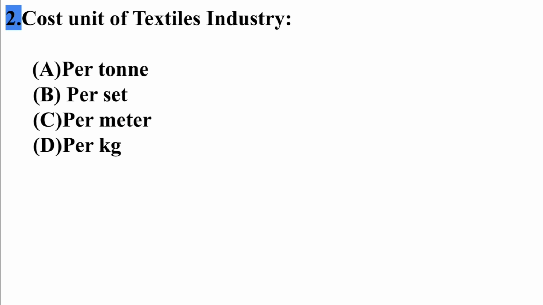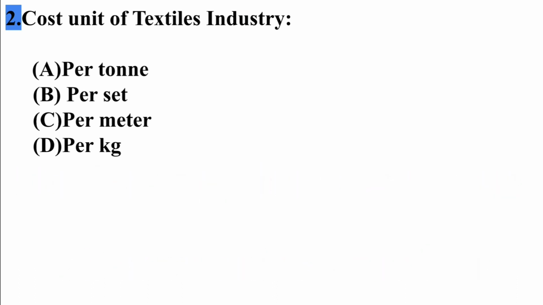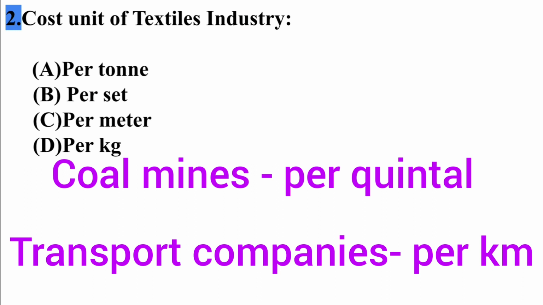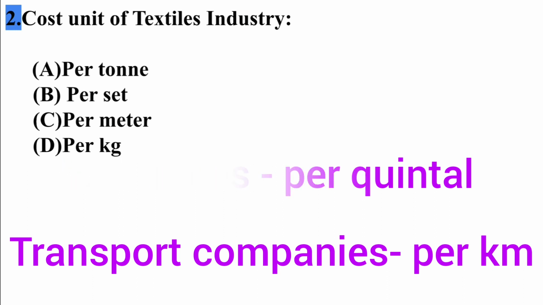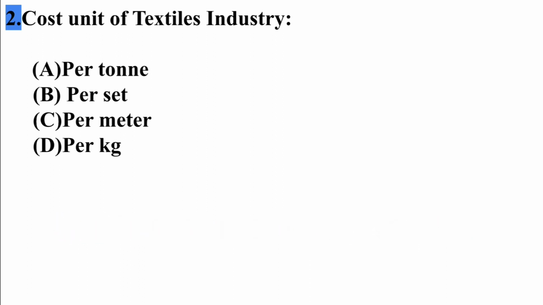Okay, examples of cost units applied in different industries include, we can say that if it is a steel company, then the cost unit will be per ton. If it is a soap factory, it may be per dozen or per kg or per tablet. If it is an oil company, the cost unit will be per liter. If it is a coal mine, it will be per quintal, and if it is a transport company, the cost unit will be per kilometer. Okay. And if it is cotton mills, the cost unit will be per meter. So here the cost unit of textiles industry must be per meter. That means per meter is the cost unit of textiles industry.